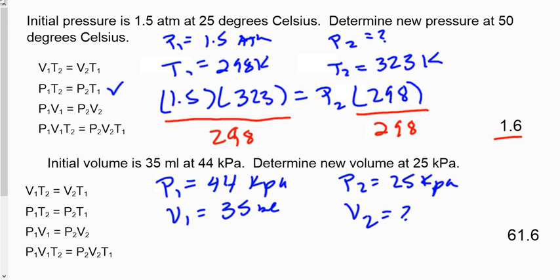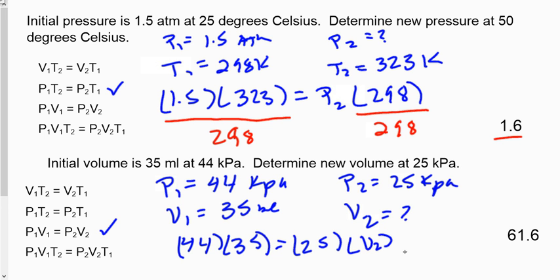So I've got pressure and volumes this time, so I'm looking at my equation list. Here's Boyle's law right here. P1 V1 equals P2 V2. So then I'm going to put 44 for my pressure 1 right there. Volume 1 is 35, so I'm putting 35 right there. Equals pressure 2, I know that, 25. And I'm solving for V2, the final volume.